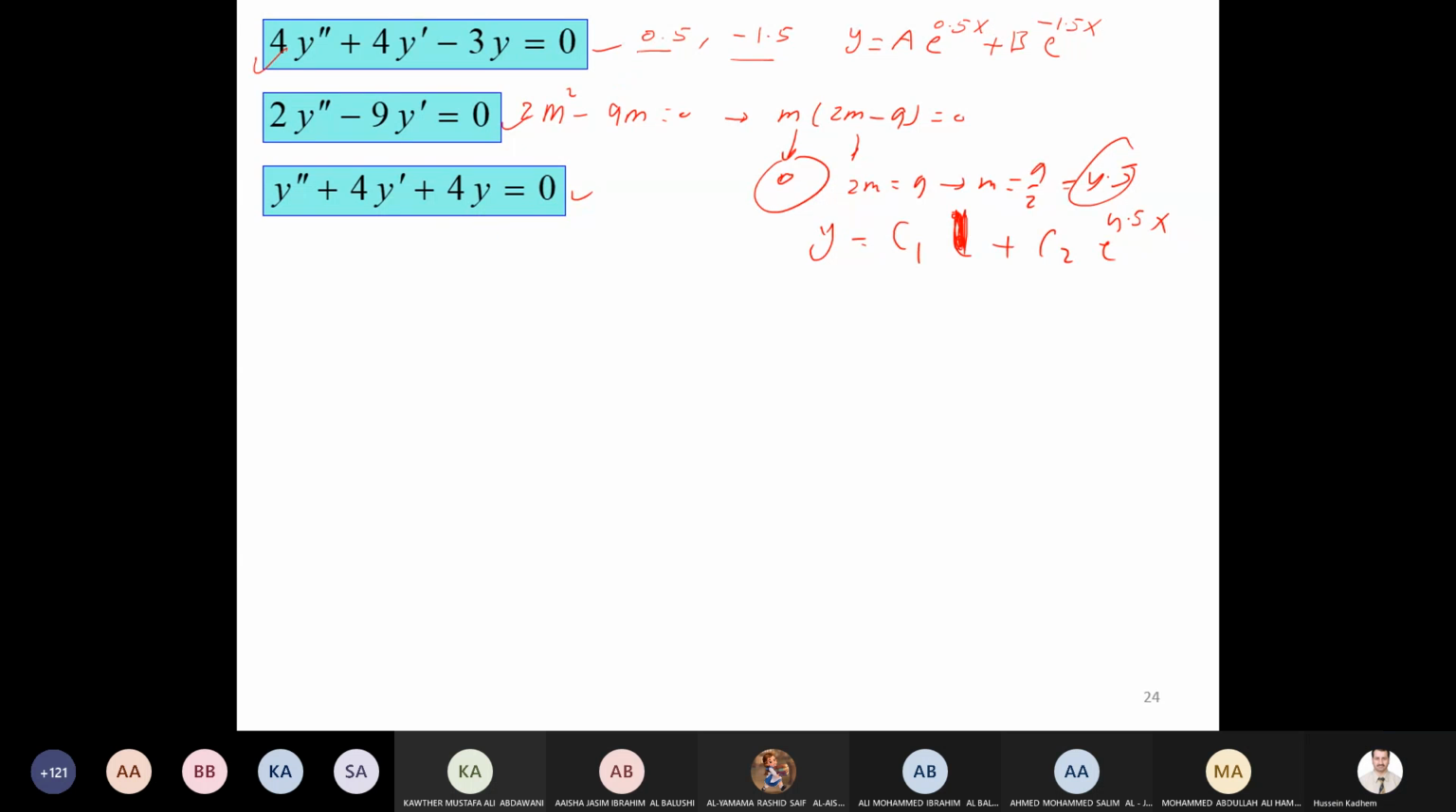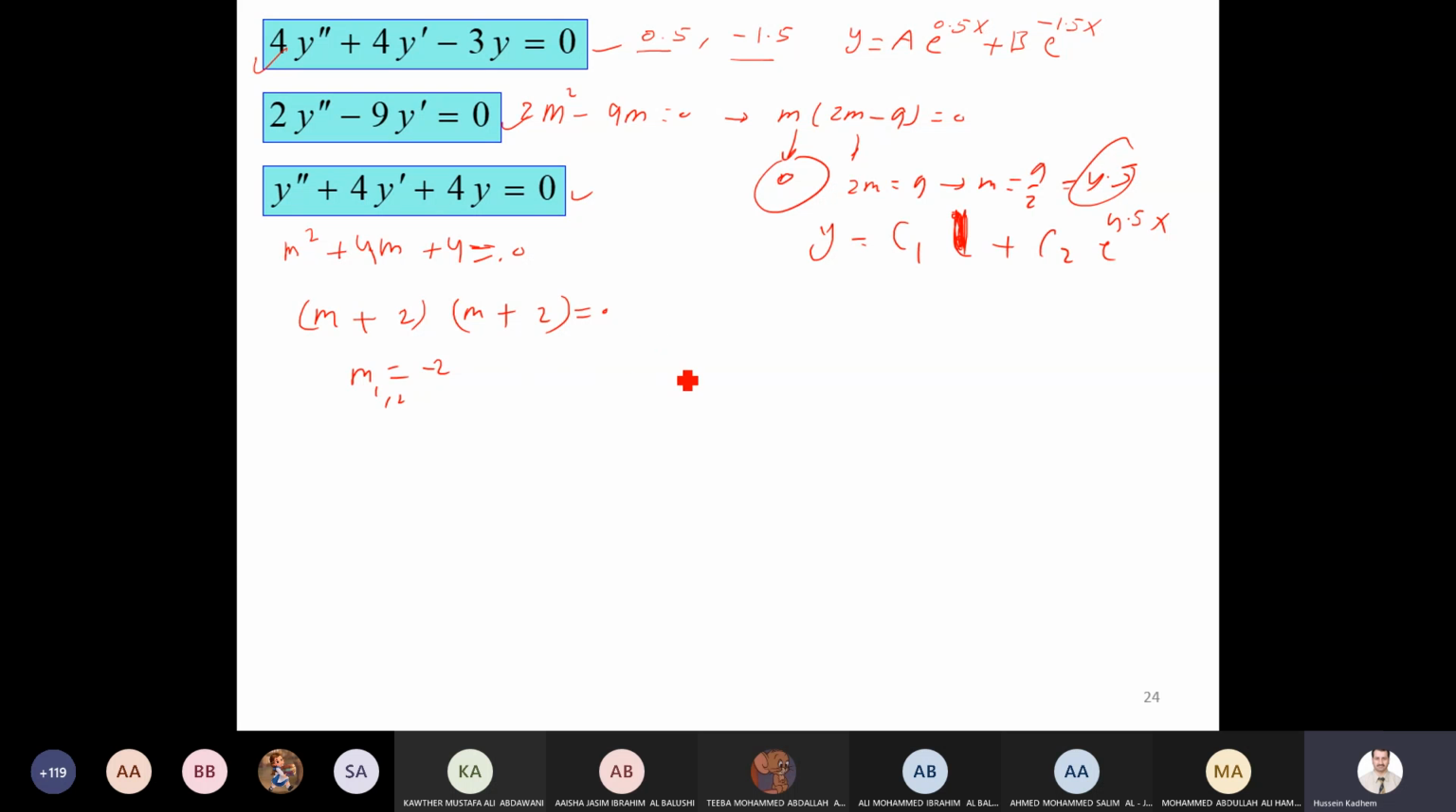Minus 2, minus 2. Excellent. You solve it. I think you solve it by factorization. m squared plus 4m plus 4 equals 0. So by factorization, (m plus 2) squared equals 0, then this means m equals minus 2. M1 and M2 are equal to minus 2, which means the roots are real and equal.